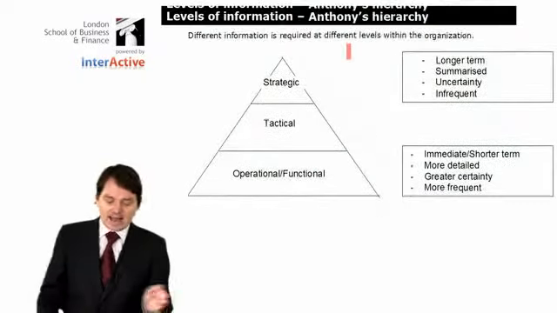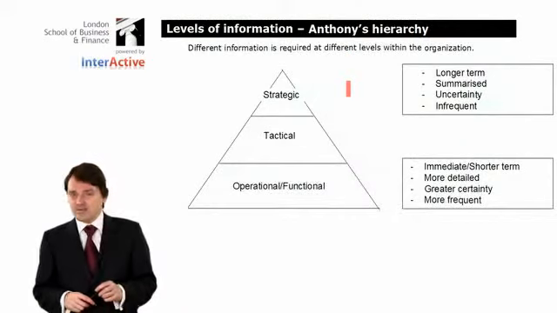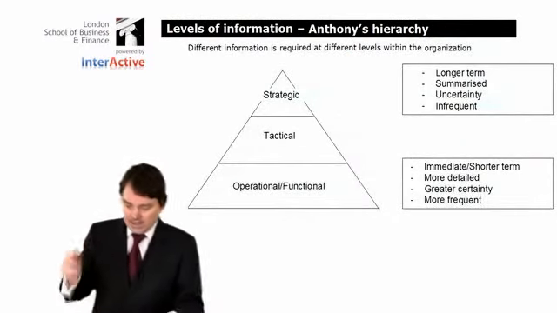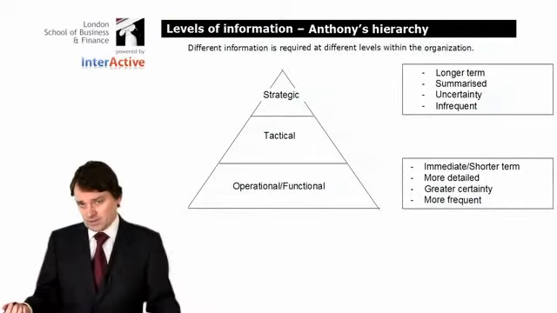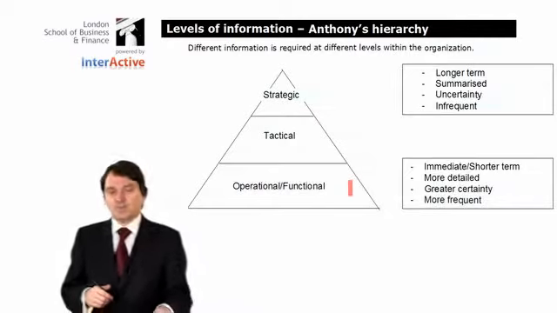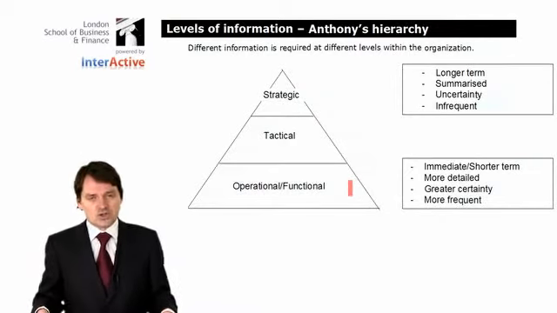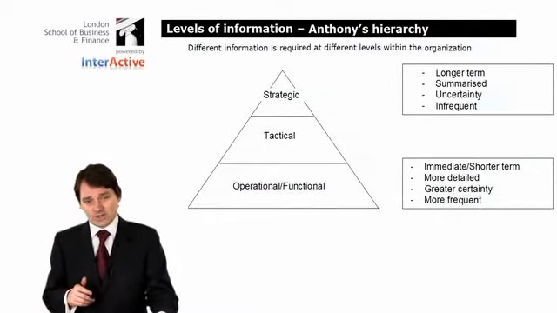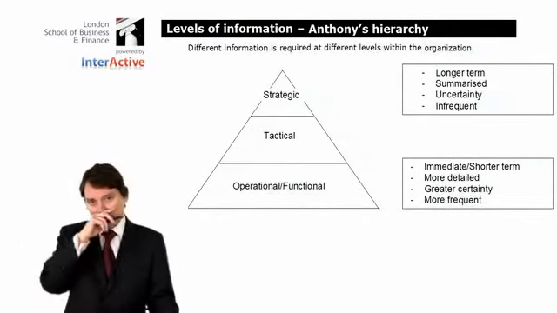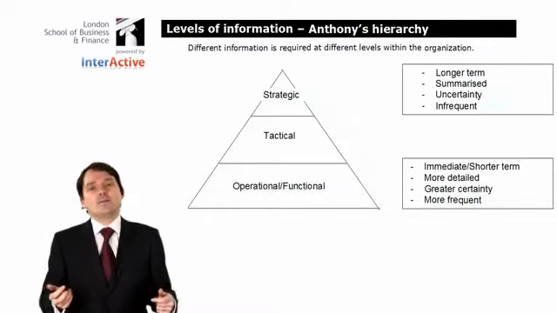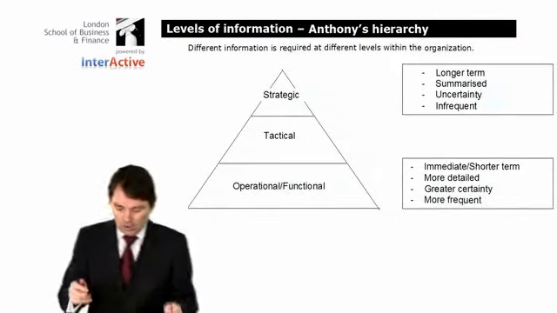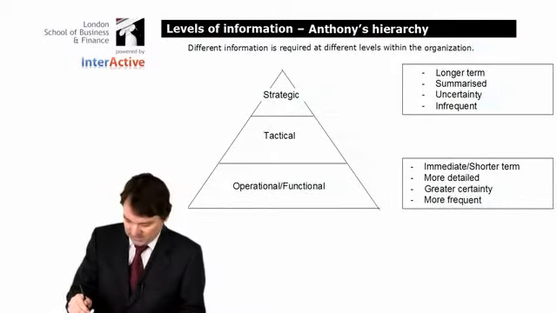Now, we've seen Anthony's triangle previously in the course. What we're talking about here is the information that people need. You may remember, at the bottom, you have the people who actually carry out the functions and the operations of the whole organisation. I am at the bottom because I do the teaching. Strategic people at the top, they are the people who are on the board of directors who decide what the company's going to do next. What information do the people at the bottom need?